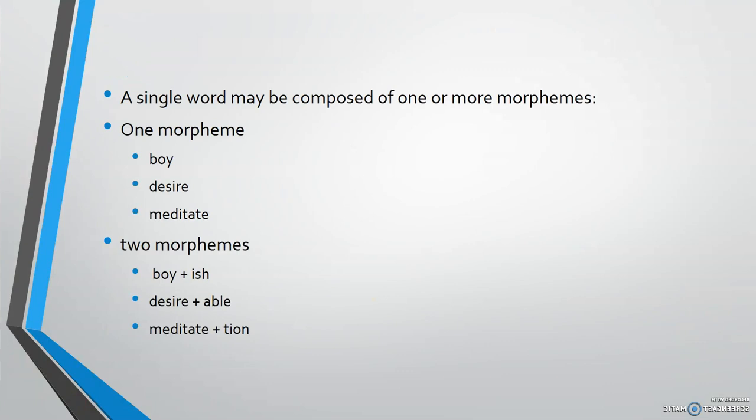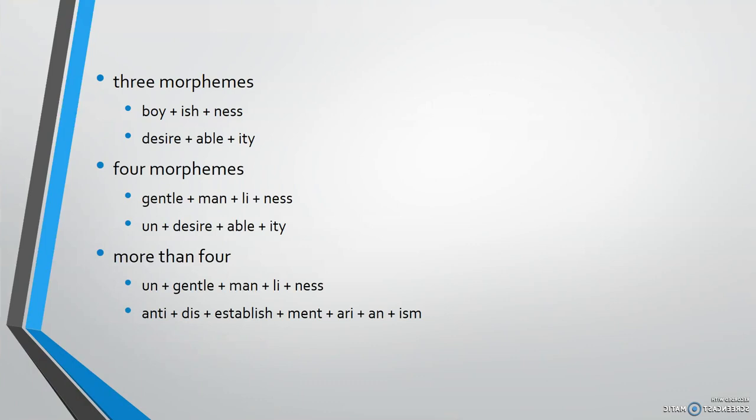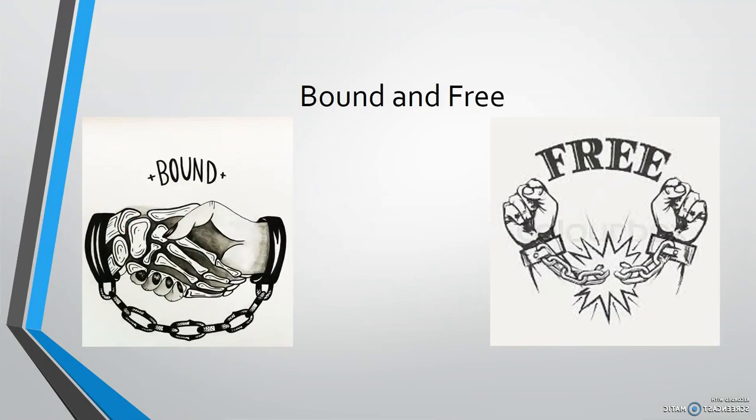We have different types of words made on the basis of morphemes. The ones that have one morpheme, for example, boy, desire, meditate. Two morphemes, we have boyish, desirable, meditation. We have three morphemes in boyishness, desirability. Four morphemes as in gentlemanliness, undesirability. More than four, ungentlemanliness, and anti-disestablishmentarianism.